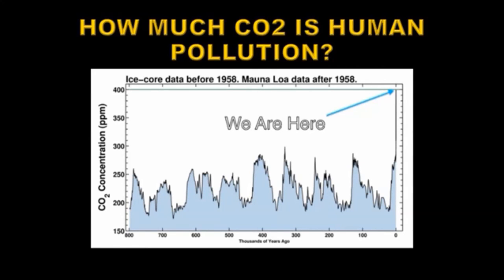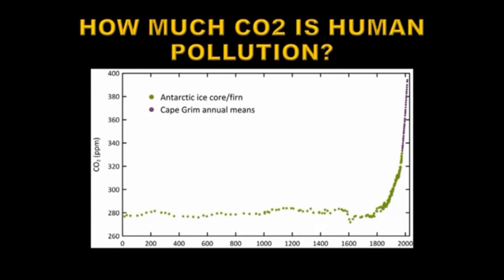If you go back nearly 1 million years, you can see that the carbon dioxide levels have varied from about 180 parts per million to about 280 parts per million. It's only in the recent few decades that the concentration has increased to over 400 parts per million. If you look back over the last 2,000 years, for most of that time, the carbon dioxide level in the atmosphere was about 280 parts per million. But around about 1800, that started to rise.